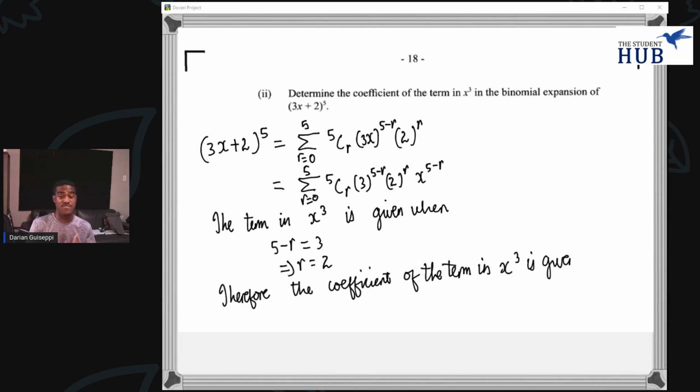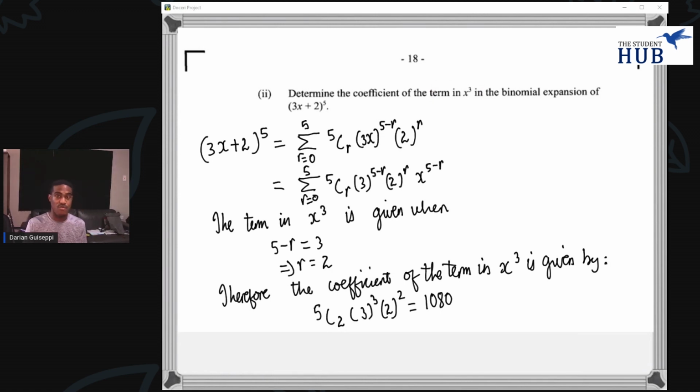We say therefore the coefficient of the term in x cubed is given by this here. And then all you need to do is plug this into your calculator, and you should get 1080. That would be the coefficient of the term in x cubed for this binomial expansion. And that's it there. Pretty straightforward.